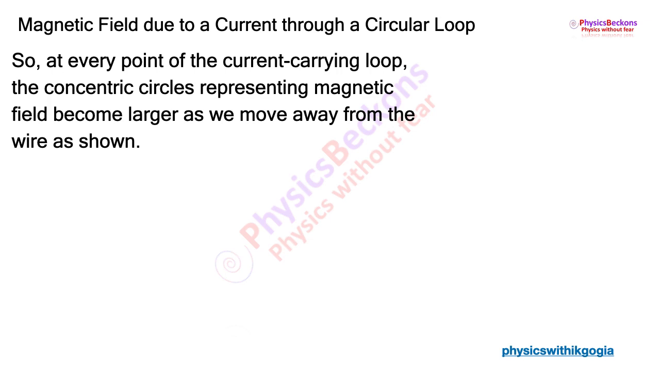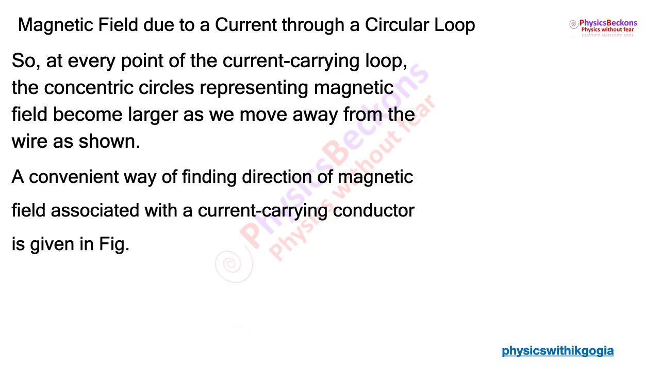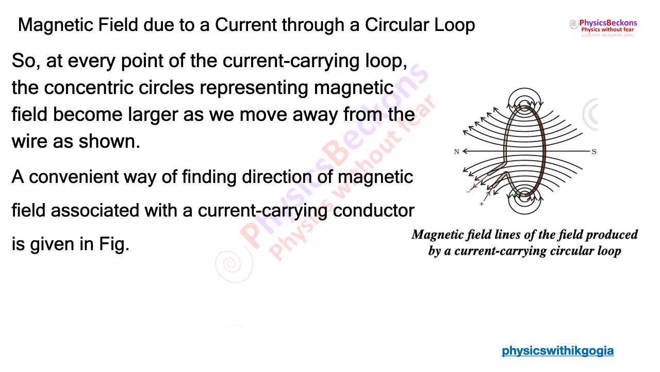Now, the diagram here shows a circular current carrying loop. If you take a very small element of the circular current carrying conductor, say the top of this circular conductor, and consider a very small element, that small element can be considered to be a part of a straight conductor.